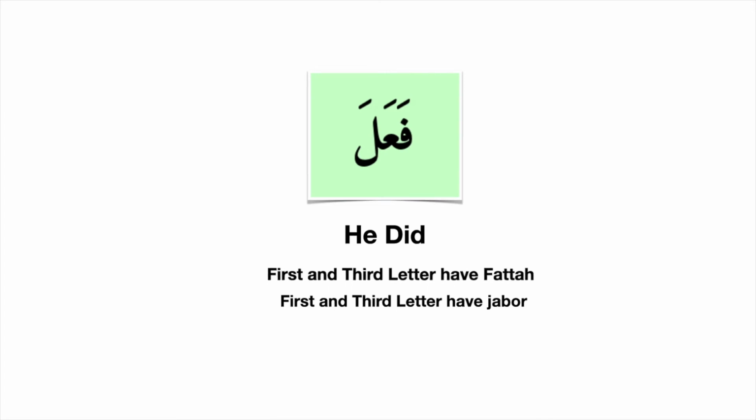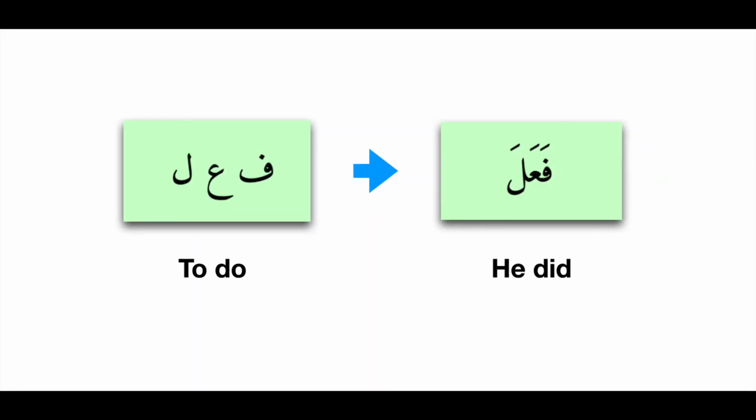Let's see one pattern. When the first and the third letter have fatha, it indicates past tense. It is used for the pronoun he. The meaning of the root fa, ain, lam is to do. When the pattern is added, it becomes fa'ala, he did. This is the pattern for he did. We will learn different patterns for she did, you did, they did.